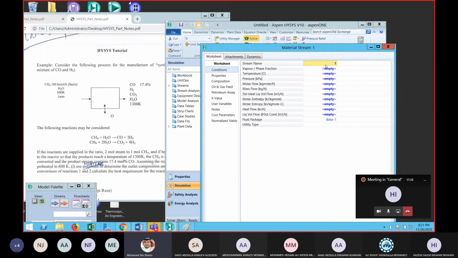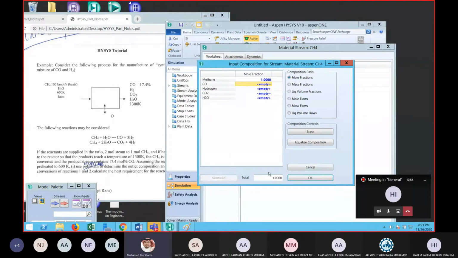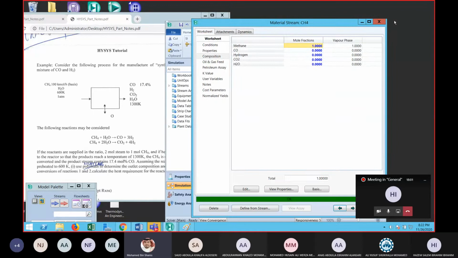Okay, let's call this stream the methane. That's the CH4. The stream temperature is 600 Kelvin, its pressure is 1 atmosphere, and the molar flow rate is 100 kilogram mole per hour. And it's pure methane. Only methane is 1 and everything else is zeros. Okay, and you'll see that the stream is already converged.